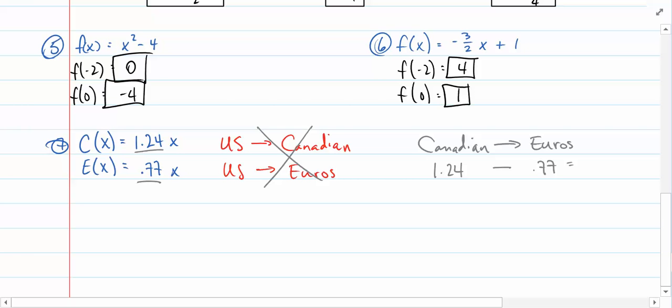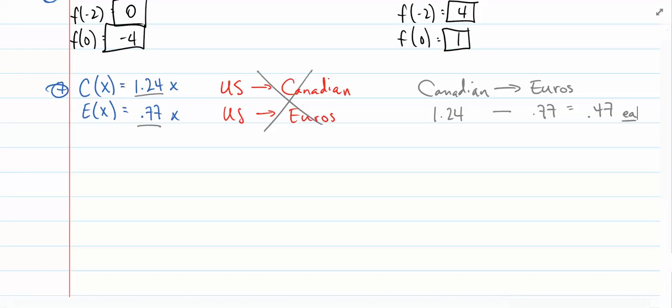Well, to change from Canadian dollars to euros, let's subtract these two numbers, and we see the difference between these two values is 0.47 units. So if I had my number in Canadian dollars and I subtract 0.47 from that, that will change my Canadian dollars to 0.77 euros. And this happens for each Canadian dollar.